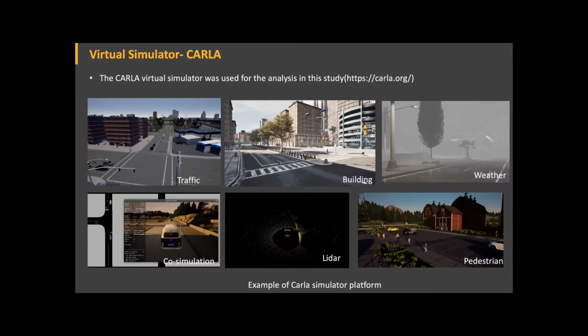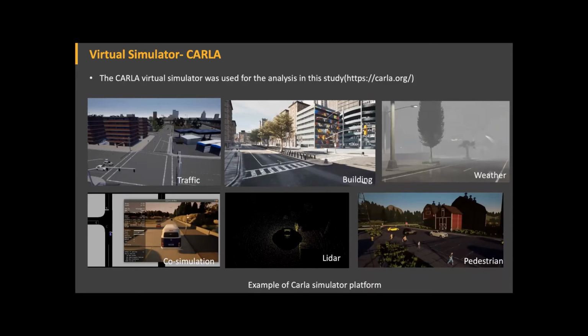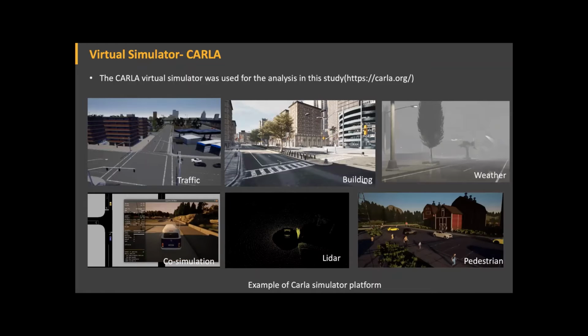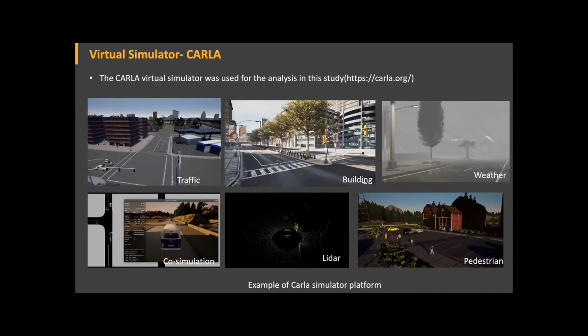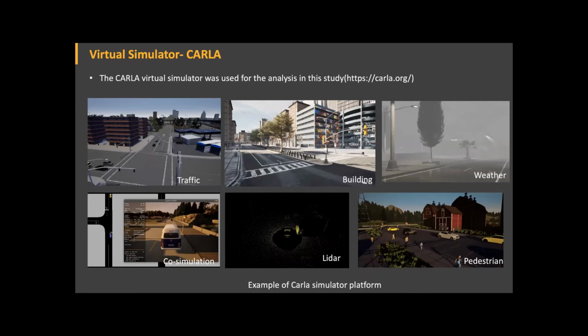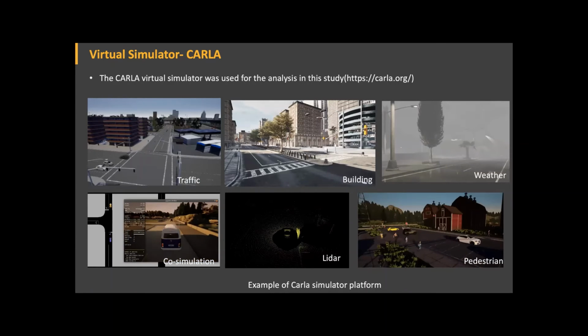First, I want to introduce the CARLA simulator. The CARLA virtual simulator used for analysis was developed by Intel and Toyota, and it gives us the ability to change the traffic status, add or remove buildings, change the weather, or even connect to SUMO to do cool simulations. Also, we can use CARLA to do sensor simulation, for example LiDAR, camera, and radars. The last part is that the CARLA simulator allows us to add pedestrian simulations.